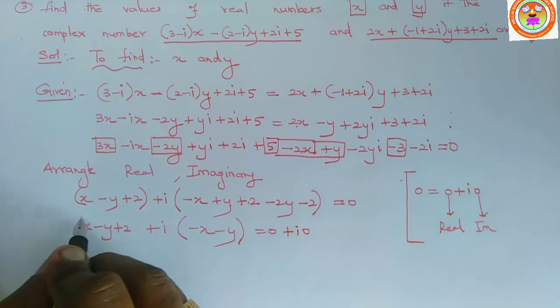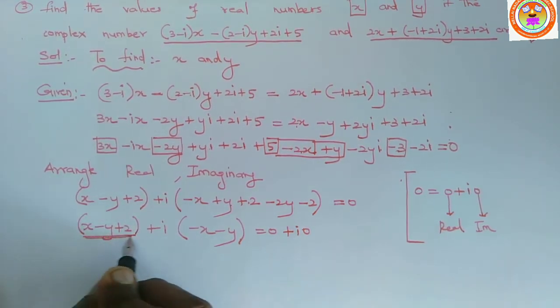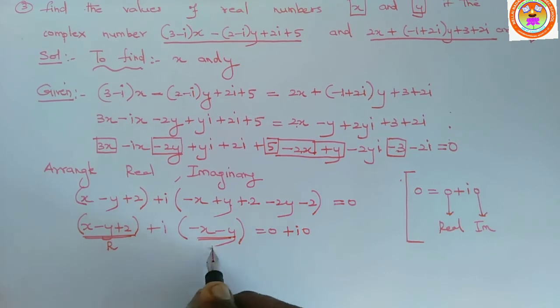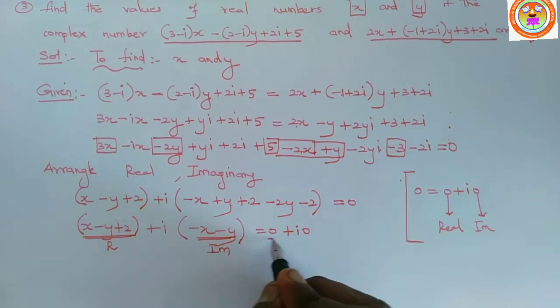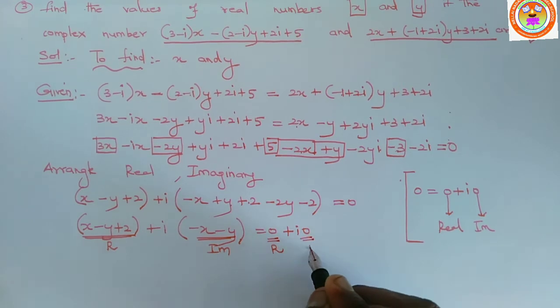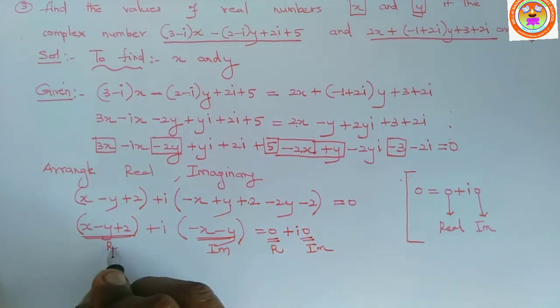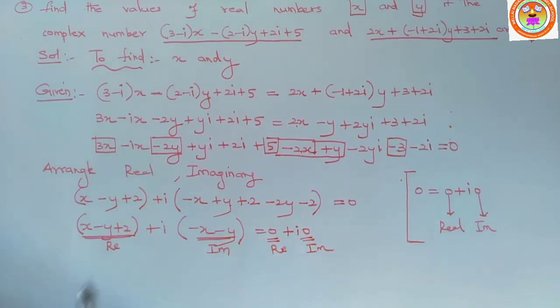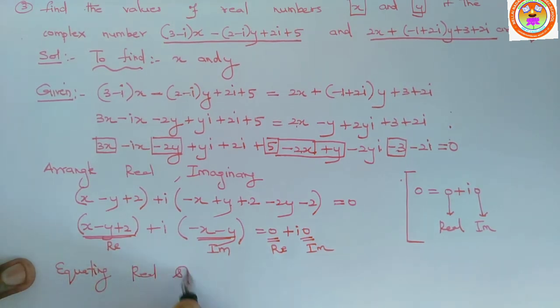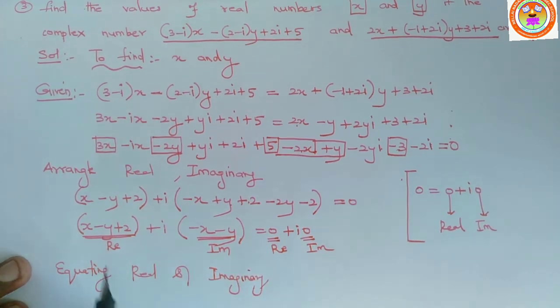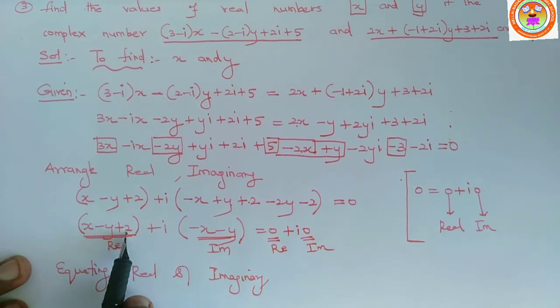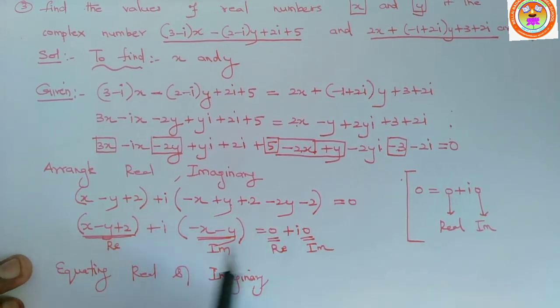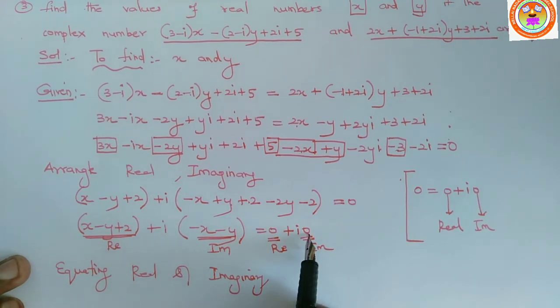Real part, imaginary part. Now which one is real? This one is real, this one is imaginary. On the left-hand side the same: this one is real, this one is imaginary. Now equating real and imaginary. Which one is real on the left-hand side? x minus y plus 2 equal to 0 is real. Minus x minus y equal to 0 is imaginary.